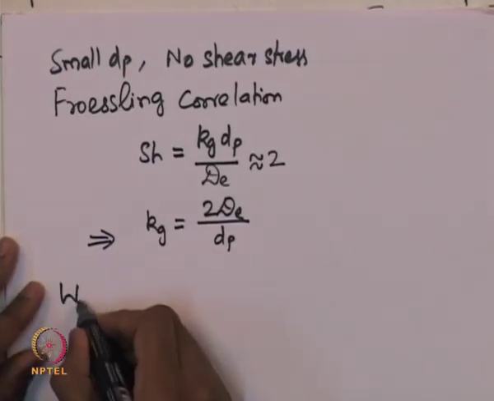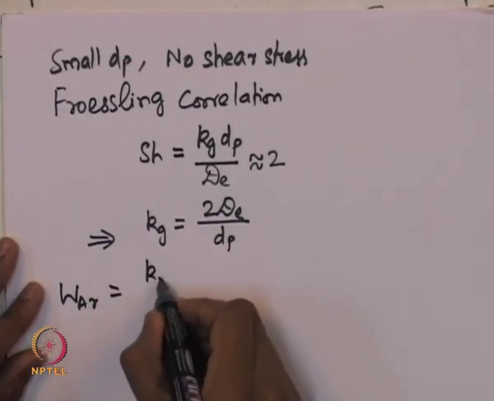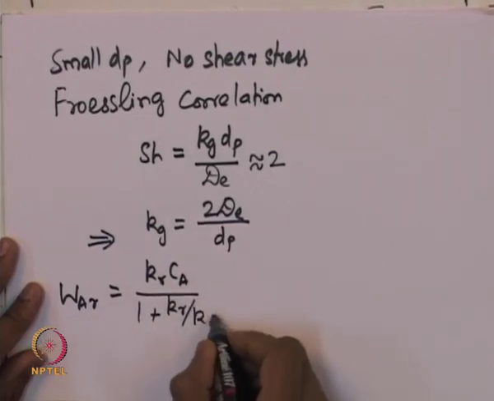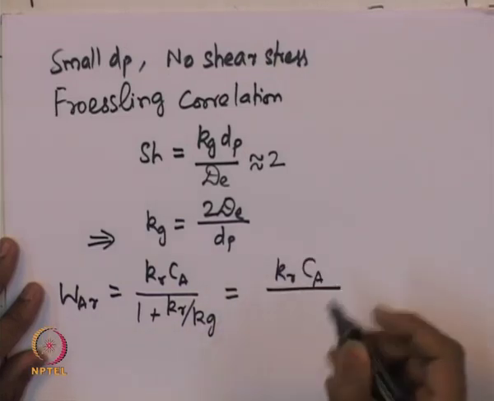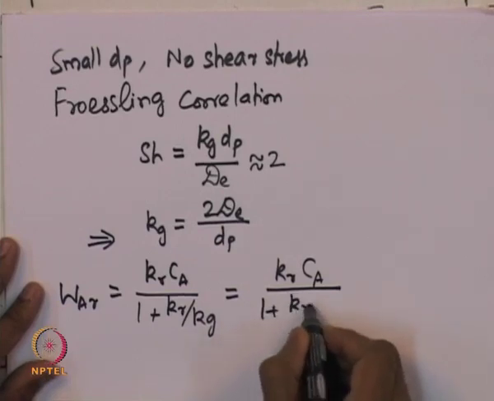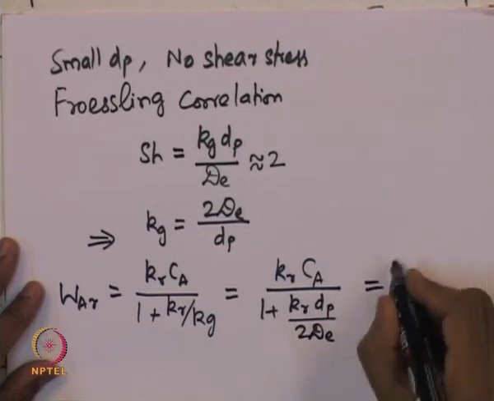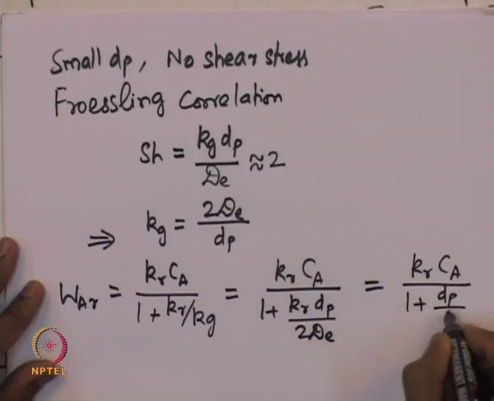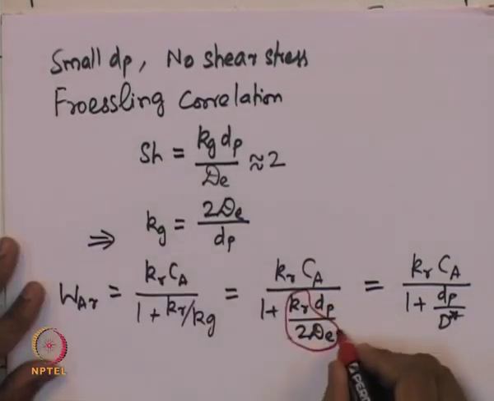Plugging this back into the expression for flux, we find that WAr equals kr times CA over 1 plus kr by kg, and that is equal to kr times CA divided by 1 plus kr times dp divided by 2 times De. This can be rewritten as kr times CA divided by 1 plus dp by D star, where D star is nothing but the ratio of 2 times De to kr. So that is what D star is.